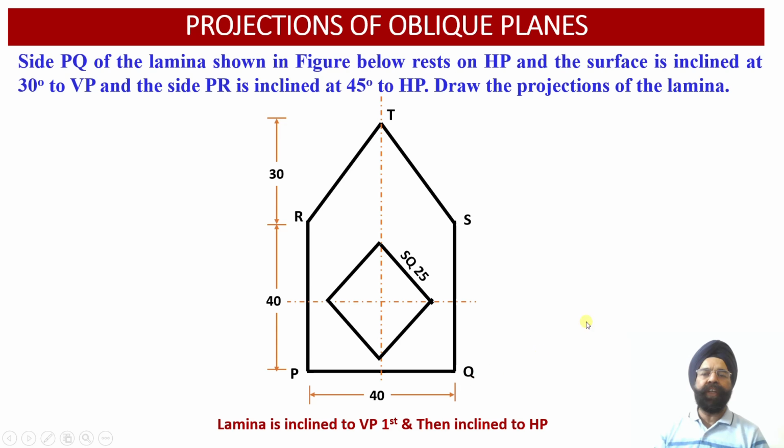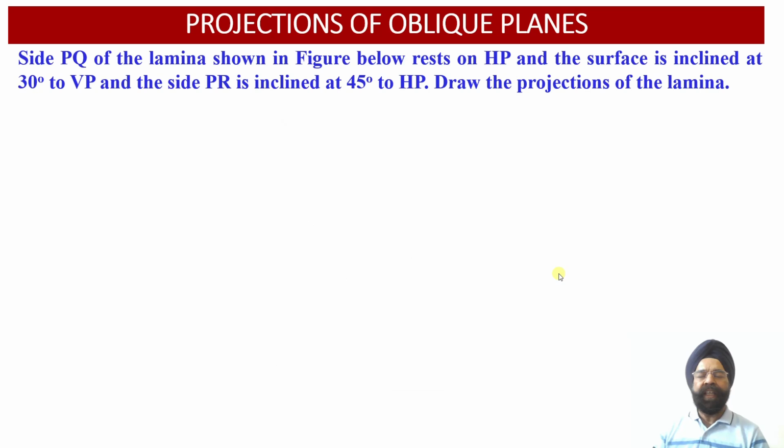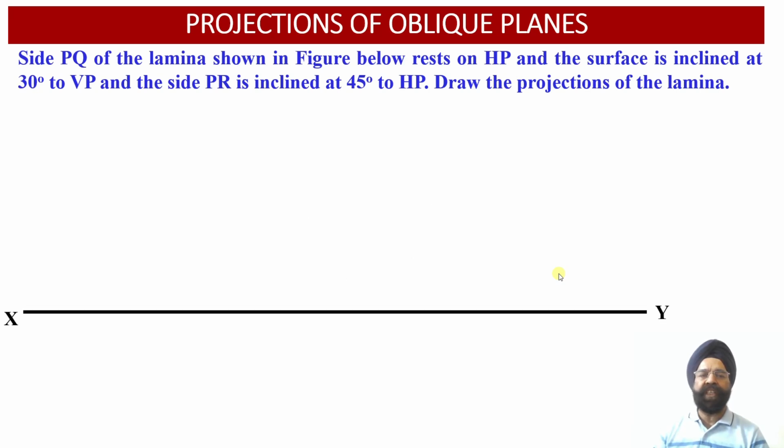And when we look at this lamina from the top side, we are going to obtain the edge view projections of this lamina onto the horizontal plane, and these edge view projections will be drawn below the XY reference line. Now let us proceed with the construction of the orthographic projections of this lamina.